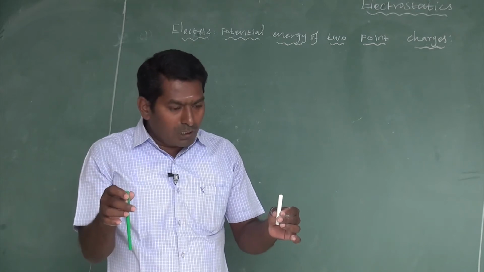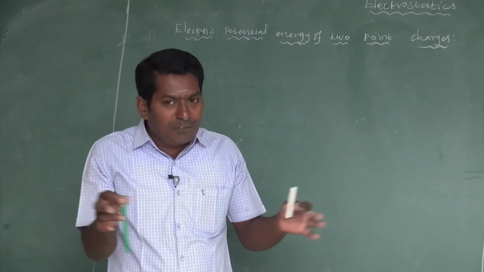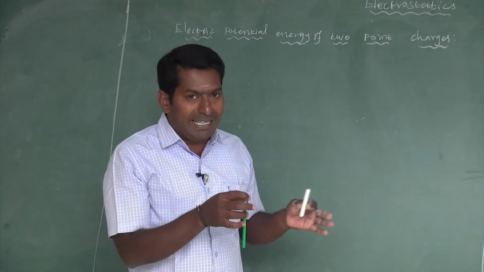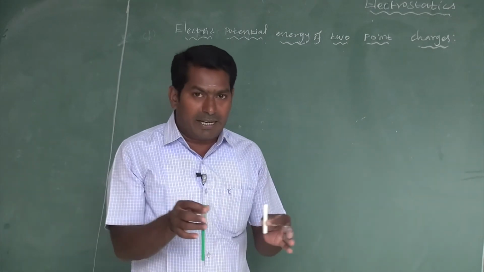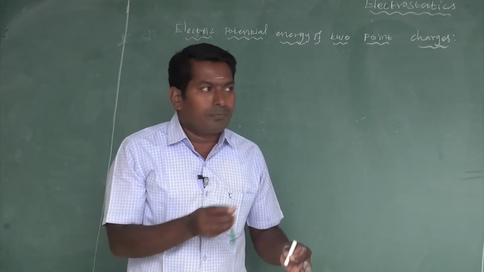Then the total amount of work done to assemble the 2 point charges at a particular distance from infinity is stored as electrostatic potential energy. We are going to derive the expression for the electrostatic potential energy between 2 point charges assembled at a particular distance from infinity.